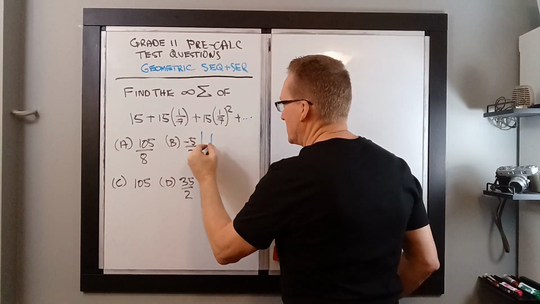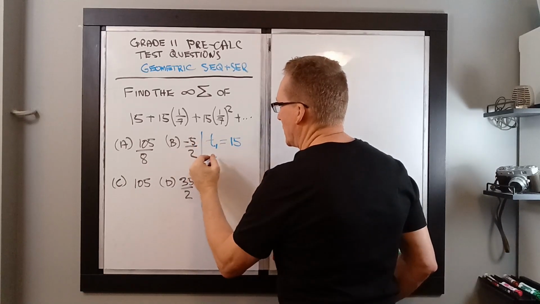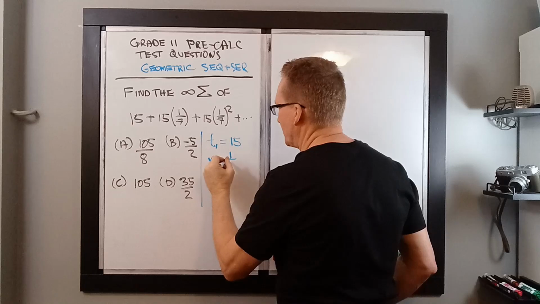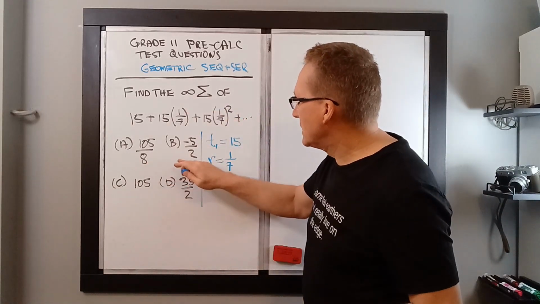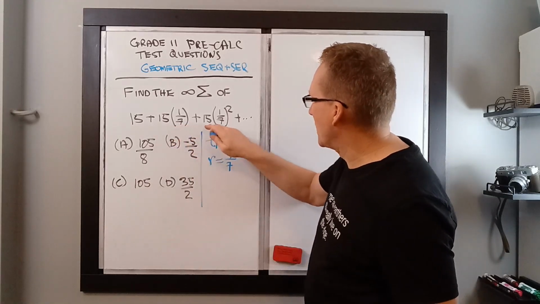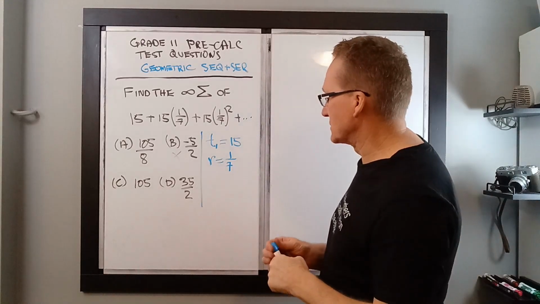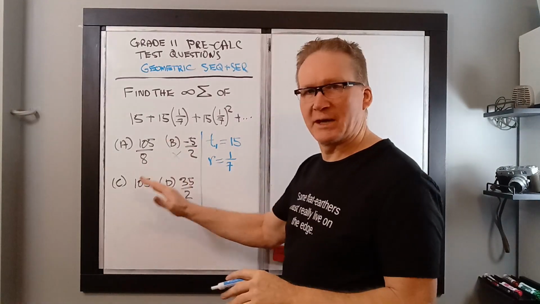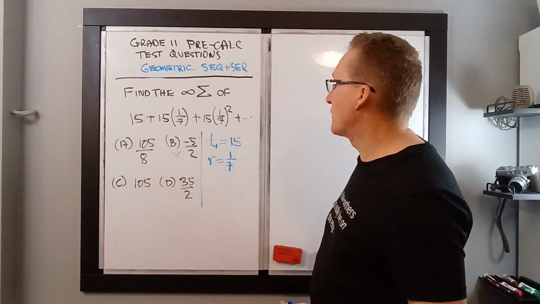The first term, t1, is equal to 15. The common ratio is 1/7. Very handy. And they want the infinite sum of this. Again, they've listed it in fractions. Notice here these terms are all positive, so this term here is not going to be an answer because it's a negative answer. And they've listed them as fractions, so we don't have to multiply it all out and divide it out into decimals. We'll put it in fractions as well.